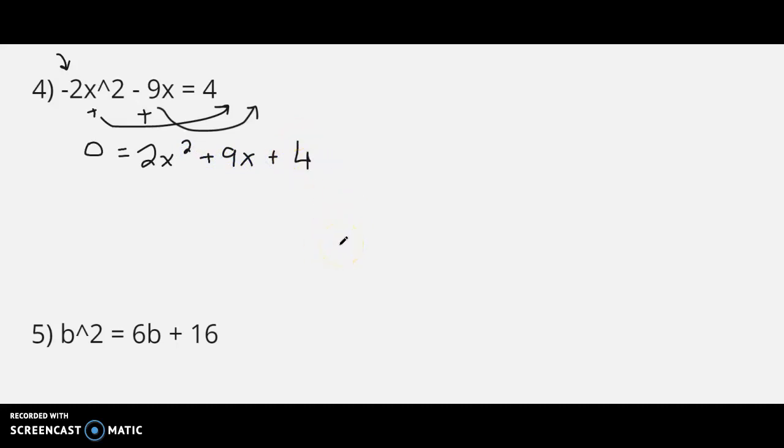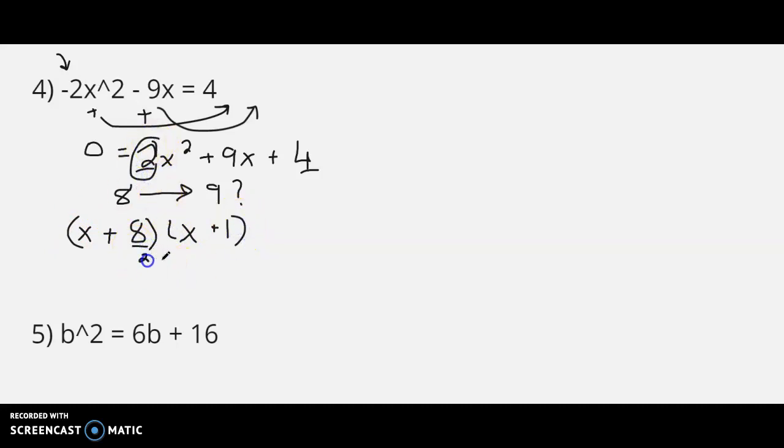And then we can go work on solving it like we normally do. We take the A and the C number, multiply them together to get 8. We're going to ask ourselves what factors of 8 add up to 9. And those two numbers are 8 and 1. So we've got temporary factors for this, x plus 1, x plus 8. We go back to the A number, divide each by it. Look what we get. x plus 4, 2x plus 1.